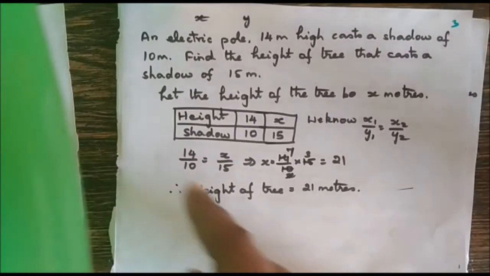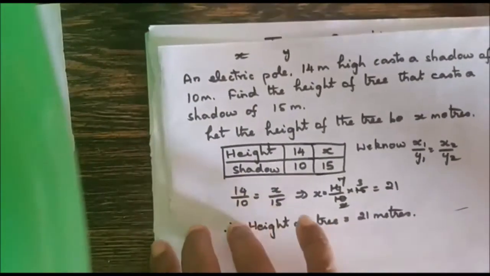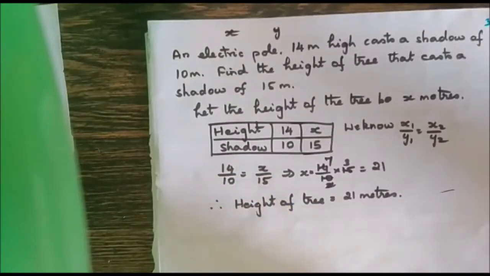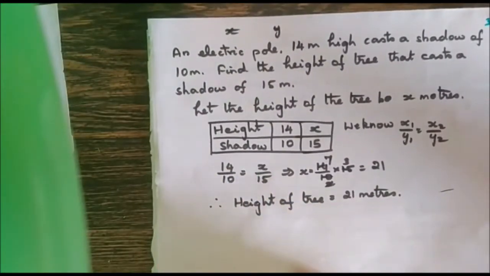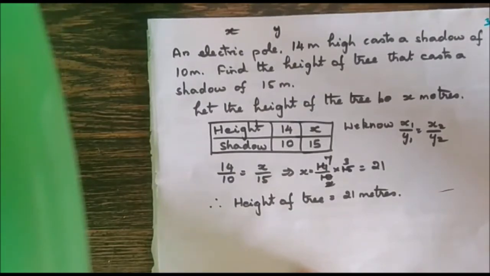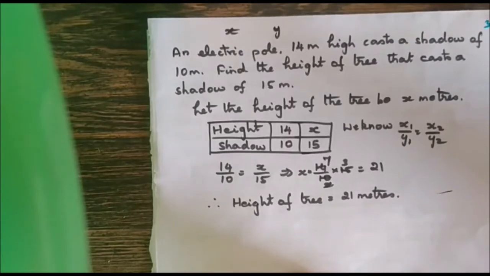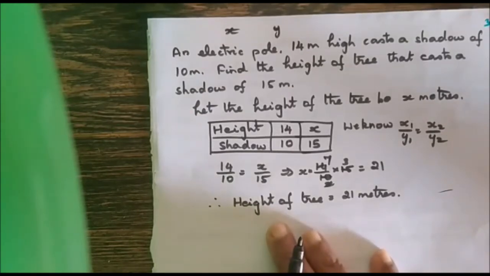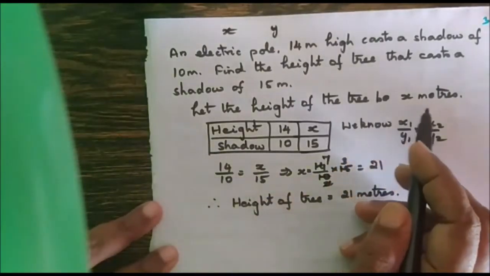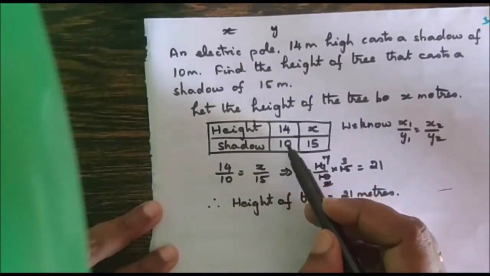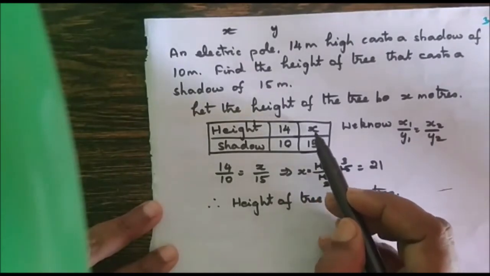Now we will take another problem. An electric pole which is 14 meters high casts a shadow of 10 meters. Find the height of the tree that casts a shadow of 15 meters. Now you are given the electric pole whose height is 14 meters and it casts a shadow of 10 meters. You are asked to find the height of the tree that casts a shadow of 15 meters. Now let the height of the tree be x meters. What is it? 14 by 10 is equal to x by 15.